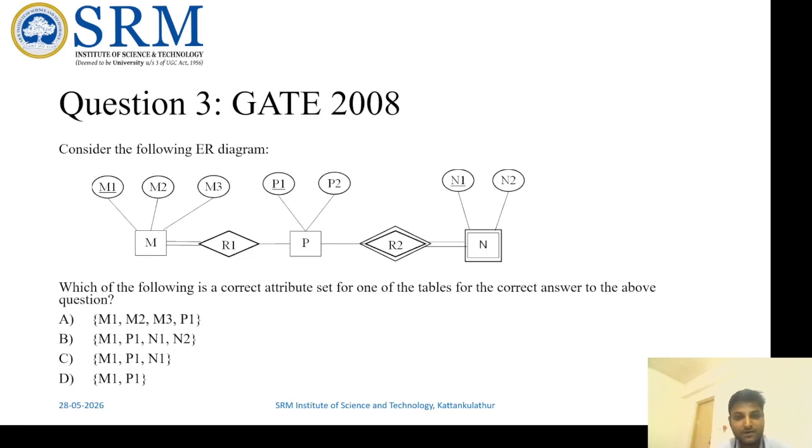Now in question number 3, this question is following that question. But the question and the options are different. So which of the following is a correct attribute set for one of the tables for the correct answer to the above question?